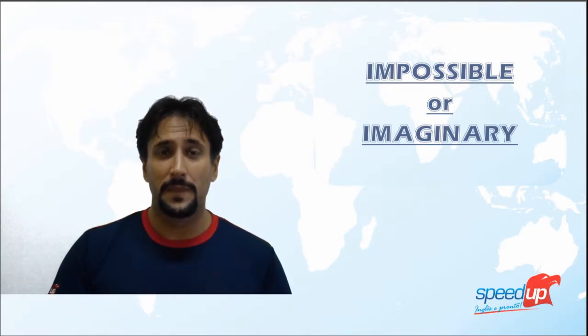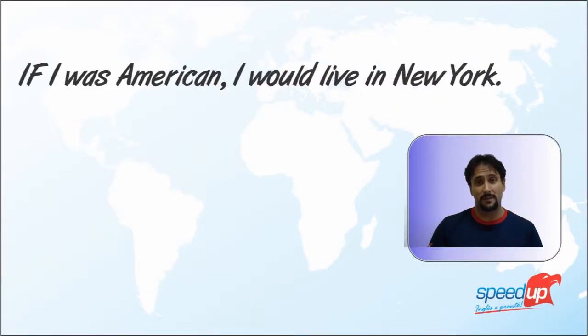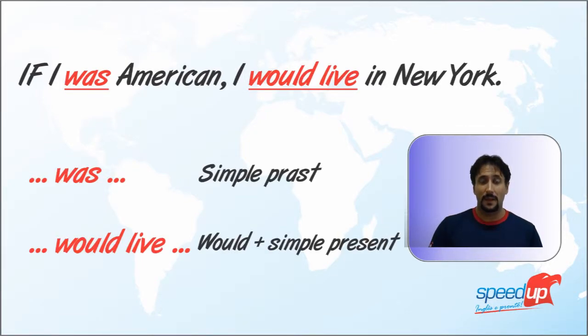Let's listen again. If I was American, you use the verb in the simple past. I would live in New York. You continue to use the conditional would, but you put the verb in the simple present. This final example will help you create sentences that will give the idea of what you are imagining at the moment.